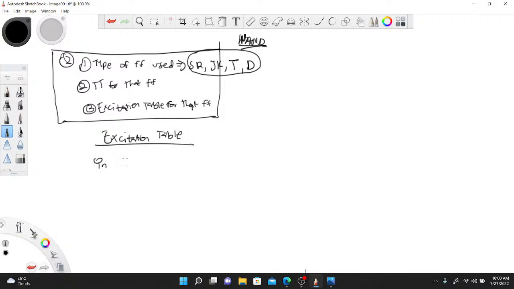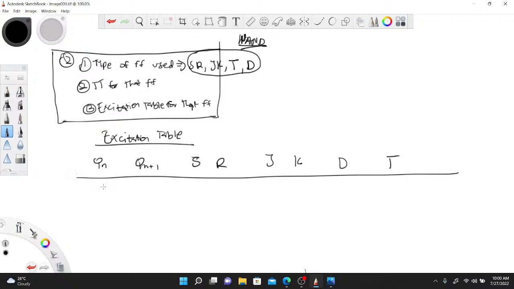Right? So we have the current state, we have the next state, right? Now we have SR, we have JK, and then we have D, and then we have the T. You understand? So now this is, let me draw some lines.